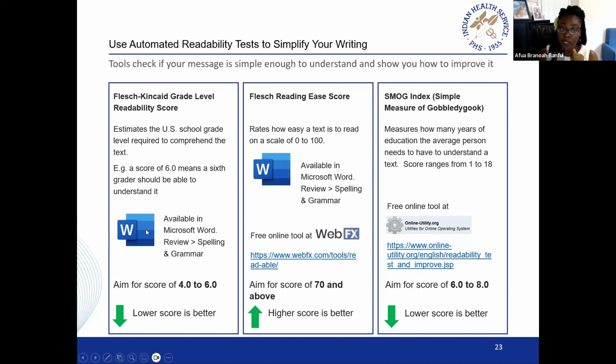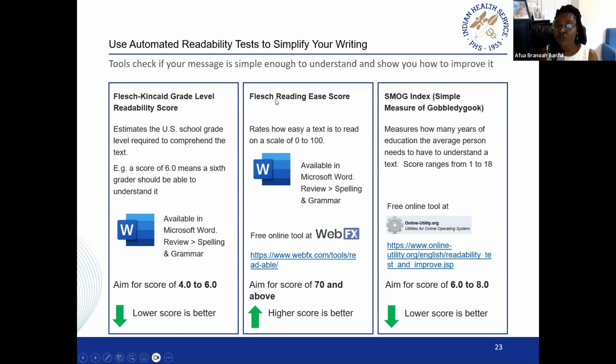It's available in Word. You click the review tab, spelling and grammar, and you should see it. For Flesch-Kincaid grade level, you want the score to be between 4 and 6. I can share from experience, it is not easy to get the score that low. You do have to do quite a good amount of revisions. So for this particular score, the Flesch-Kincaid grade level, lower is better. Lower means more people will understand whatever it is that you are communicating.